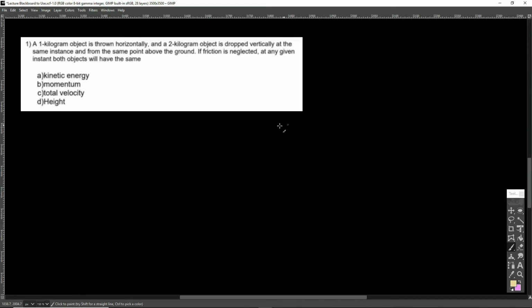So for problem number one, it says a 1 kilogram object is thrown horizontally. Okay, so what does horizontally mean? This is from side to side. Horizontal. Oops, I even spelled it wrong. Horizontal. Okay, it's the opposite of vertical.